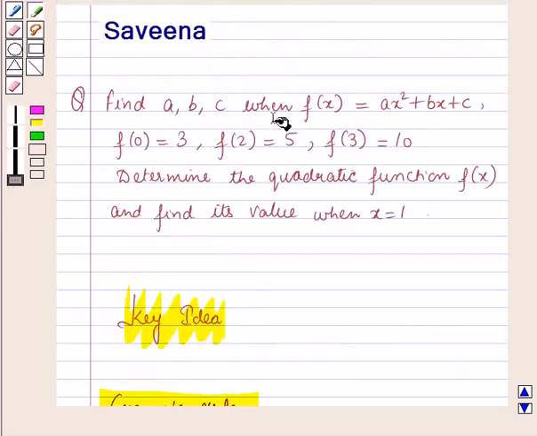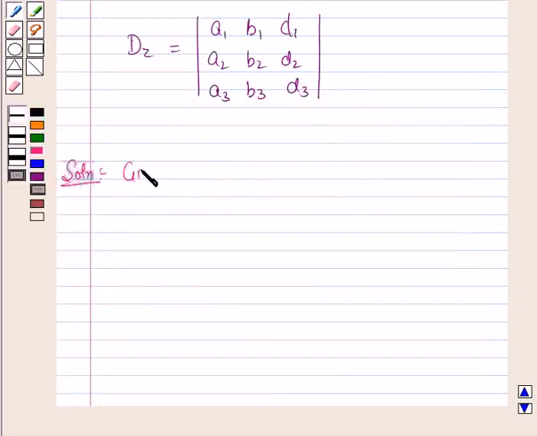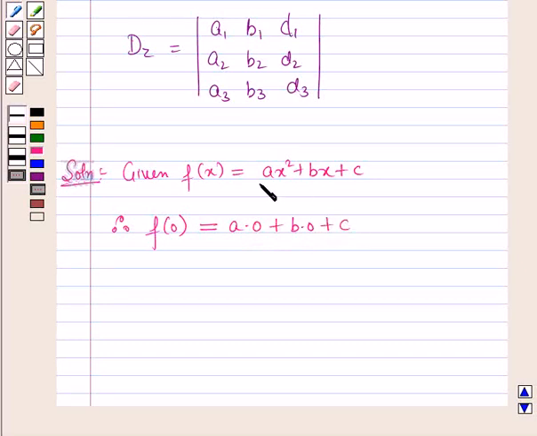Now, here we have to find a, b and c when f of 0, f of 2 and f of 3 are given to us. Now, given f of x is equal to ax square plus bx plus c, therefore f of 0 is equal to a into 0 plus b into 0 plus c. That is, putting x is equal to 0 in this, we can find f of 0. Also, it is given f of 0 is equal to 3. Therefore, from these two equations, we have a into 0 plus b into 0 plus c is equal to 3.